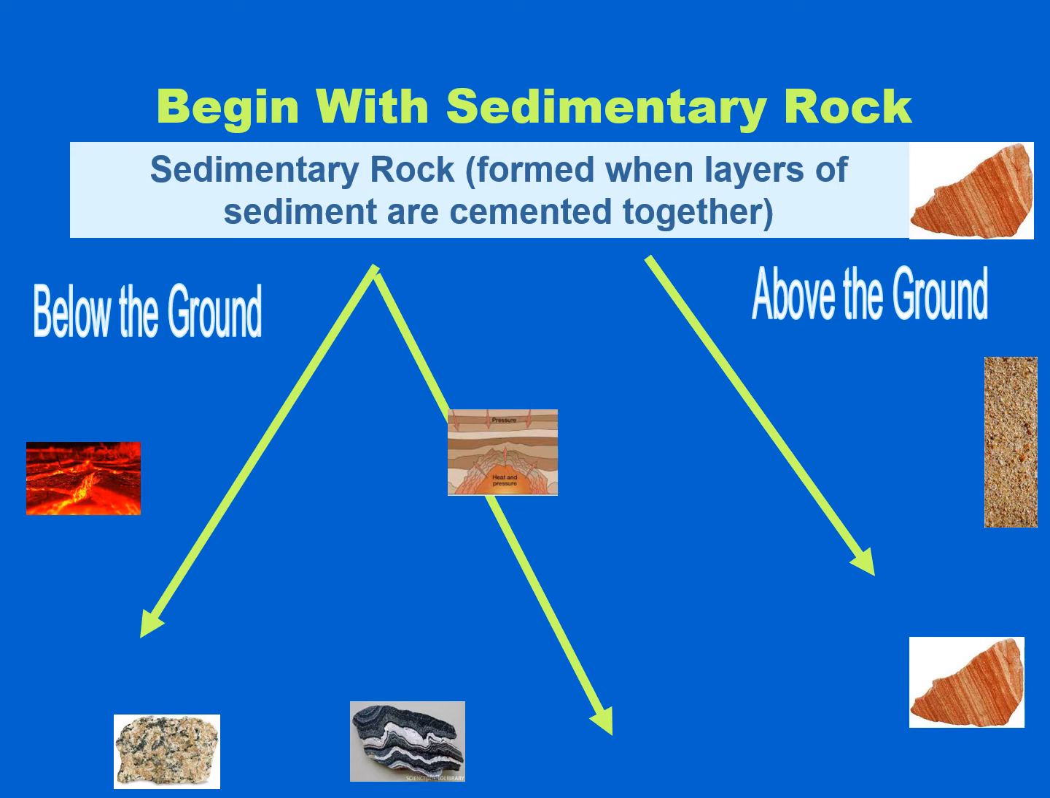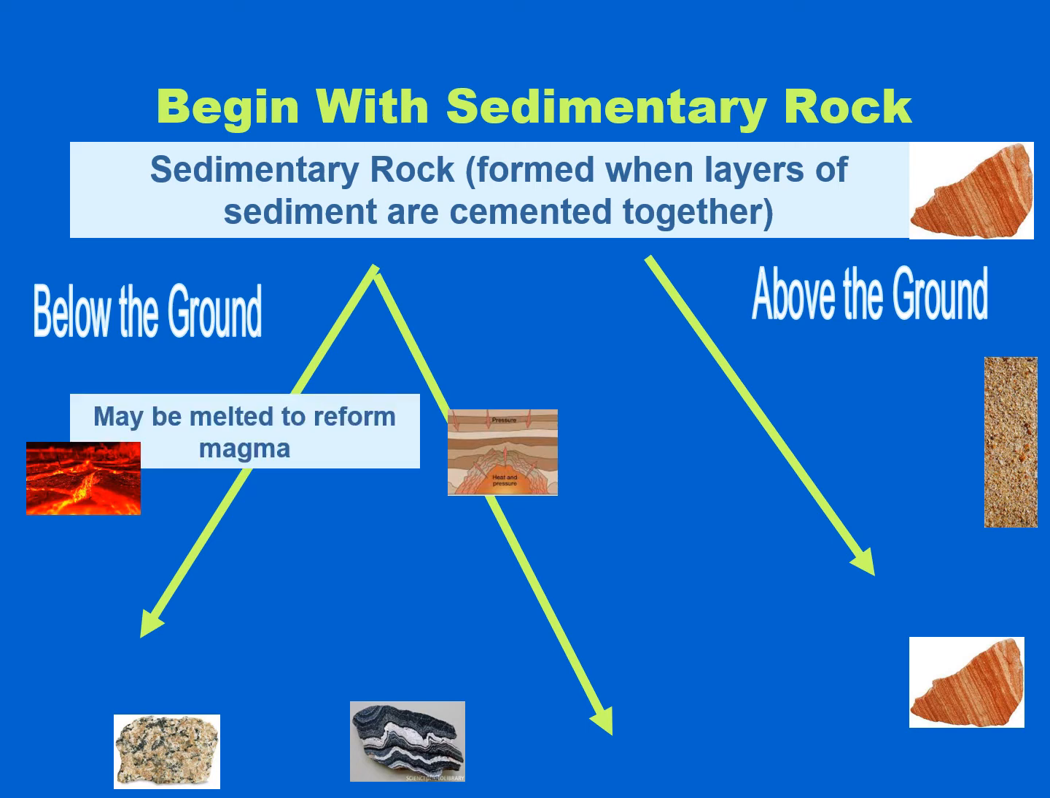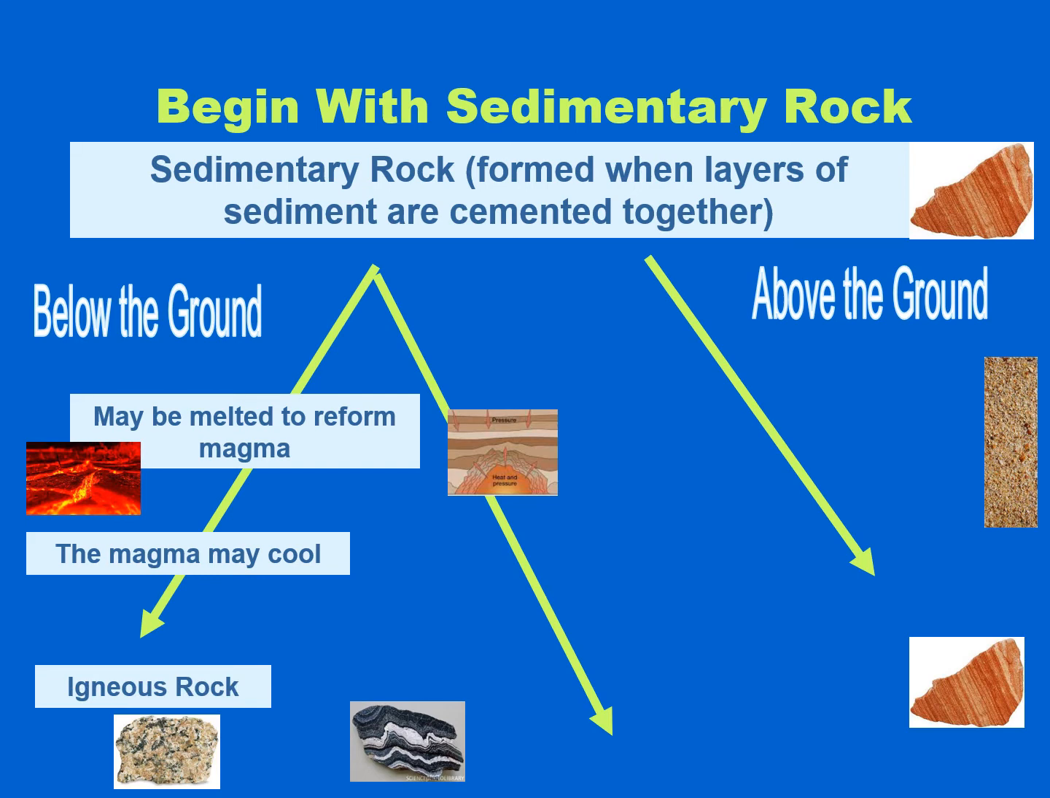Okay, but the three things we're talking about that could be happening to you are you could melt, in which case you're going to be magma, you're going to cool off, and you're going to become an igneous rock. I came from sedimentary. What happened? I melted. Where am I going on my path? There's only one way to go, and that's an igneous rock.